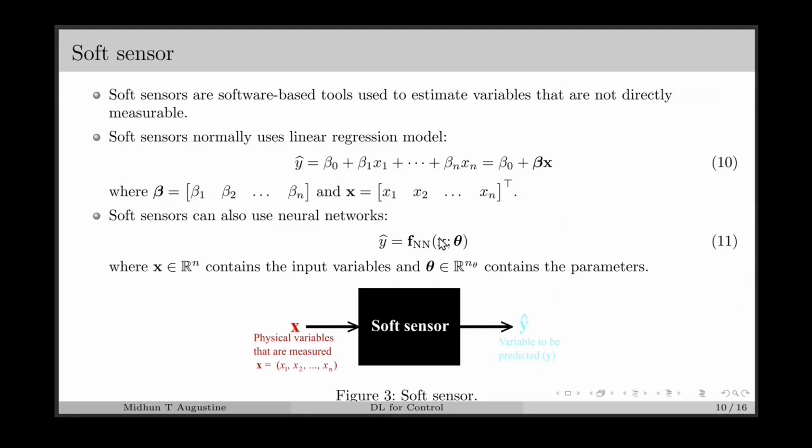where the predicted output is only a function of the input vector x, and theta will contain all the parameters in the neural network model. In practice, in industries, this relationship between the variable to be predicted and these physical variables will be nonlinear, because there can be many nonlinearities present in the system, such as saturation, dead time, etc. And if the process operating points are changing over a wide range, and we need the soft sensor to predict well during the wide operating range, we should go ahead with nonlinear models such as neural networks.